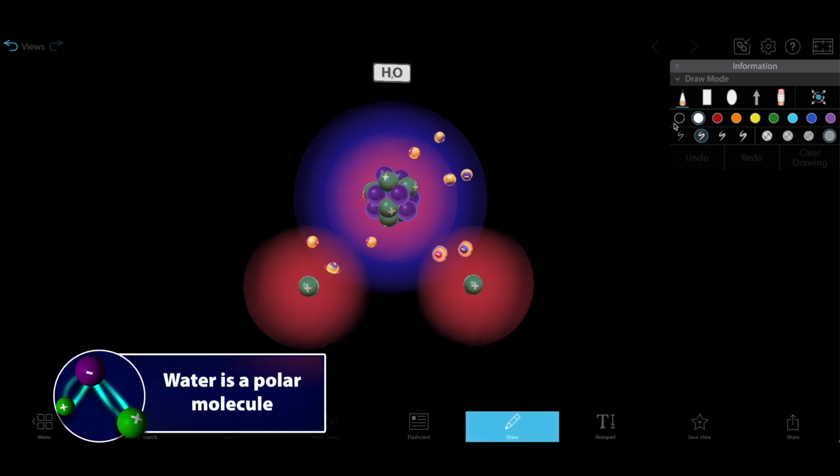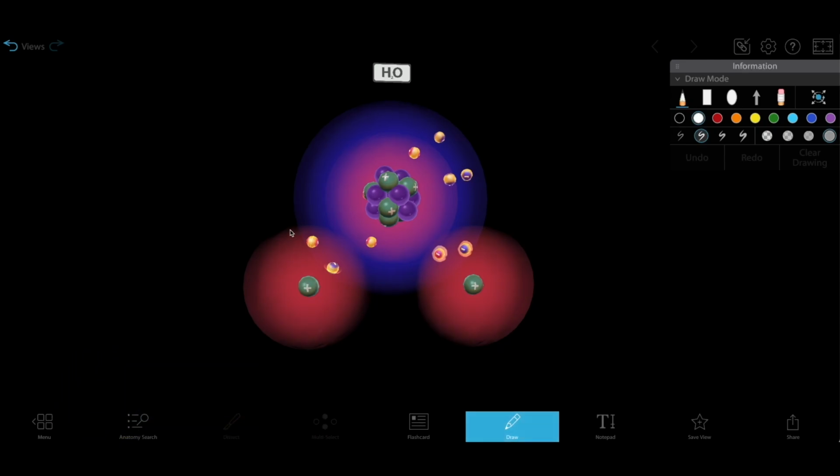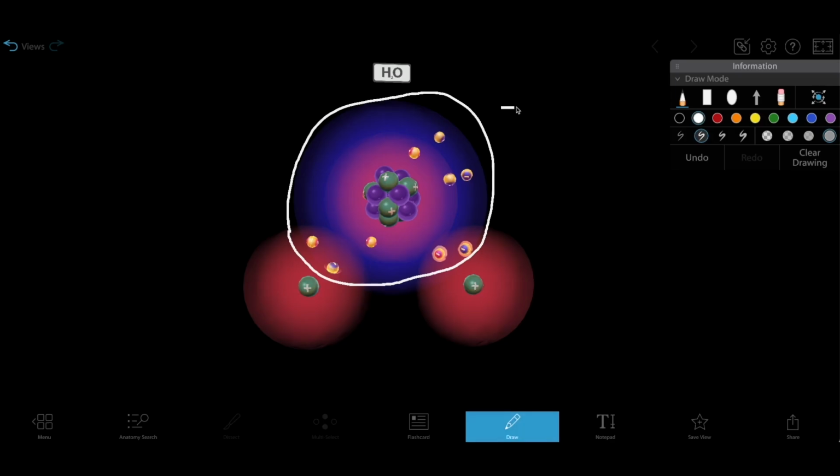Water is a polar molecule. As you can see here, electrons are attracted more strongly to the oxygen atom than to the hydrogen atoms. Oxygen contains more protons in its nucleus, giving it a stronger pull on electrons. That means this end of the molecule carries a slight negative charge, while this end carries a slight positive charge.